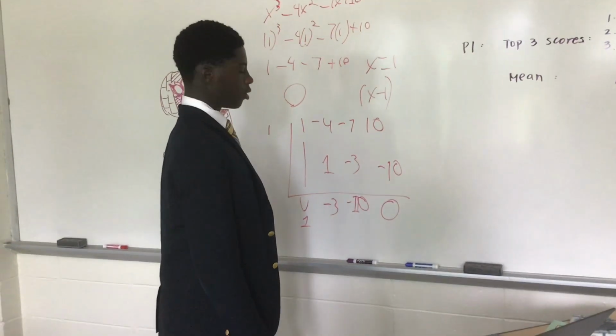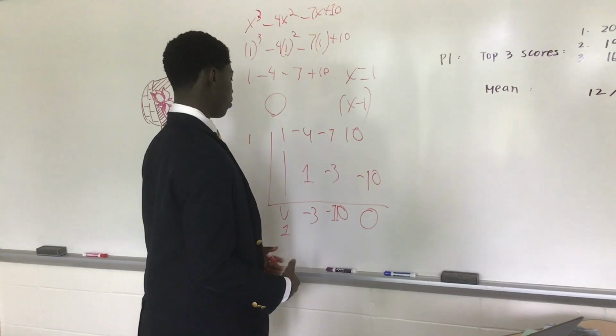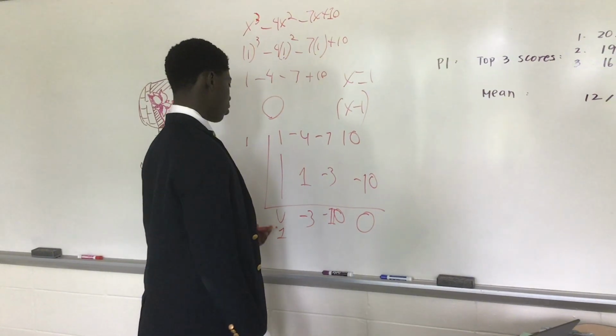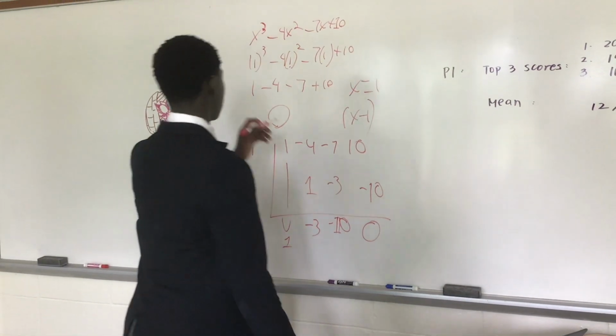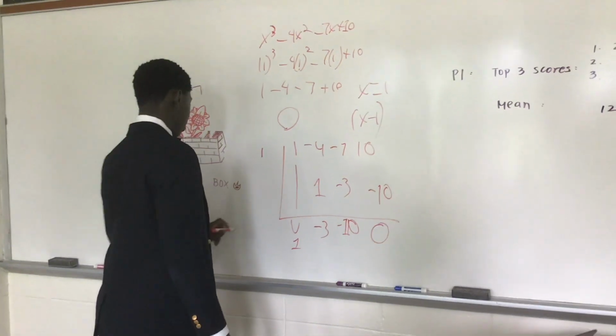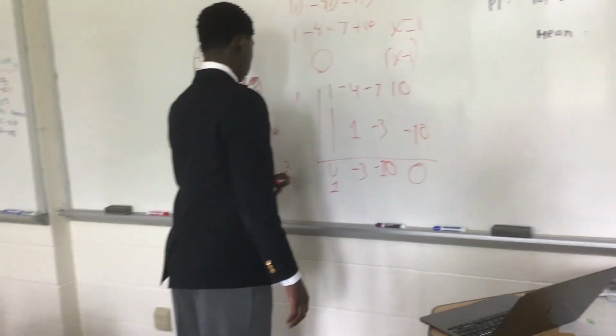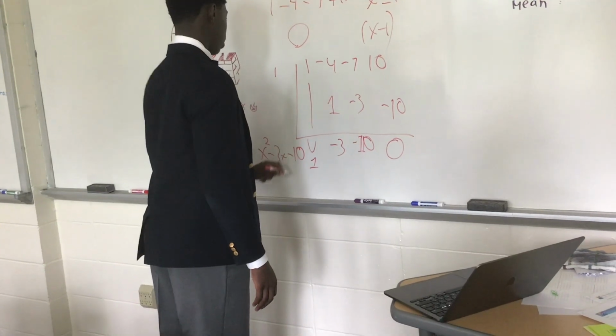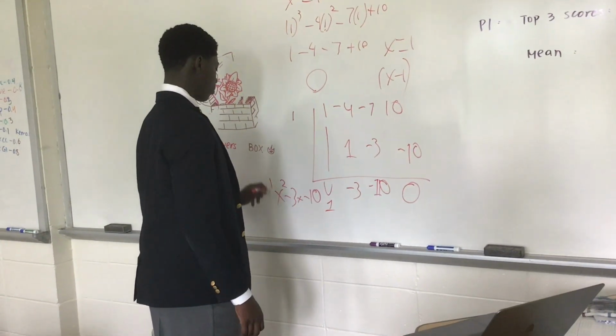And so this proves that this is also a root, but it also simplifies our higher power polynomial. With this, you can take the coefficients and drop down a power. So we're at x squared minus 3x minus 10. And now we can find the other roots.